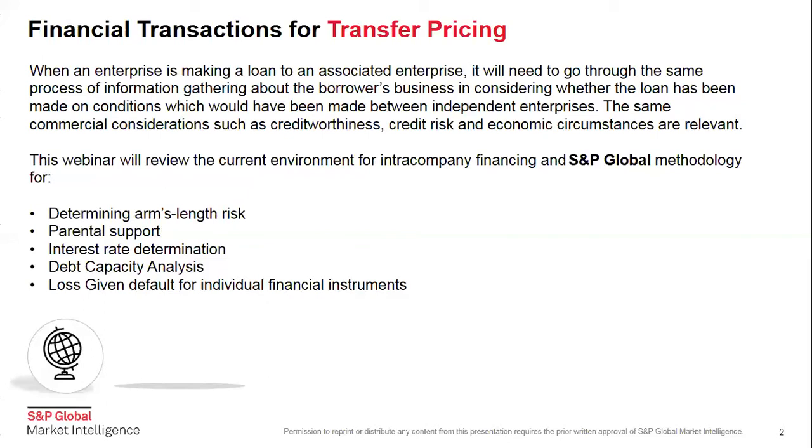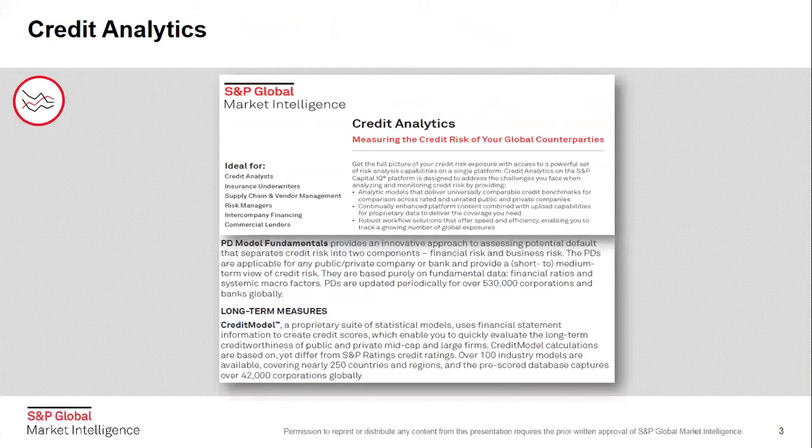Now, whenever you're taking a look at interest rate pricing, it's not always necessary to follow all of the same processes as an independent lender. For example, a corporation may not need to go through the same process of information gathering about the borrower's business, as the required information may already be readily available. However, in considering whether the loan has been made on conditions that would have been made between independent enterprises, the same commercial considerations must be taken into effect, such as creditworthiness, credit risk, and the economic circumstances.